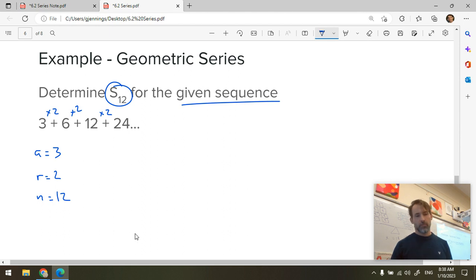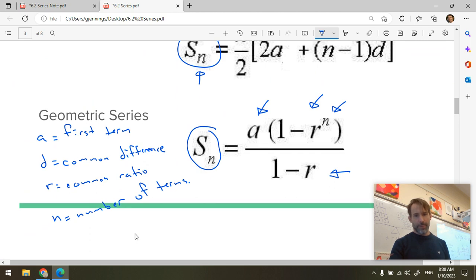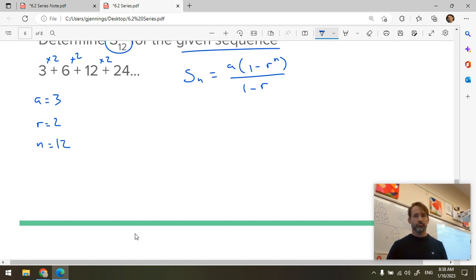So let's do that. Okay, so we remember that S of n for a geometric series is the first term multiplied by 1 minus R to the n, all divided by 1 minus R. And then you go ahead and you check and make sure you have the formula right. I do. Okay. Now, go ahead and plug in. So the sum of the first 12 numbers is going to be equal to 3 multiplied by 1 minus 2 to the 12, all divided by 1 minus 2.